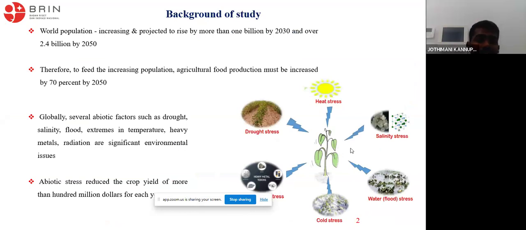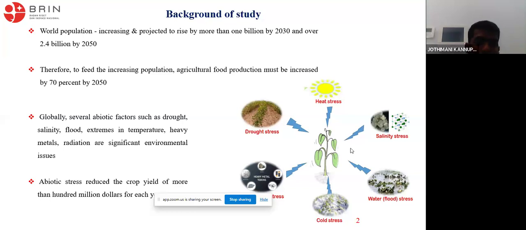As we can see in this slide, the world population is not just increasing, but is projected to rise more than 1 billion by the year of 2030 and over 2.4 billion in the year of 2050. These figures underscore the urgency of our situation. It's estimated the agricultural food production must be increased by 17% by year of 2050. This is not just a numerical challenge, but a logistical and technological one as well.